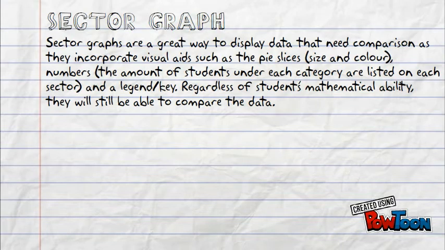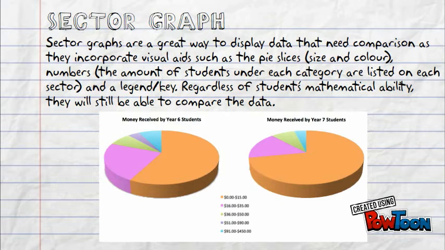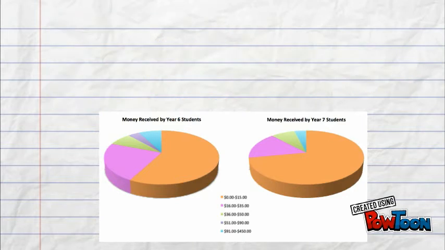My sector graphs were also created by using Excel. This is a great way to display data that need comparison as they incorporate visual aids such as the pie slices, the numbers, and the legend or key. Regardless of a student's mathematical ability, they will still be able to compare the data due to its visual aids.